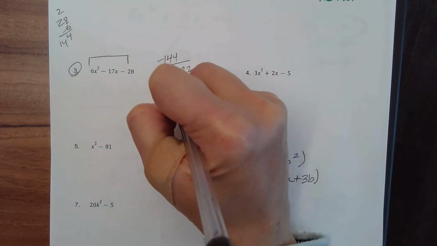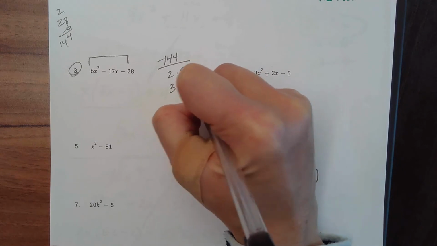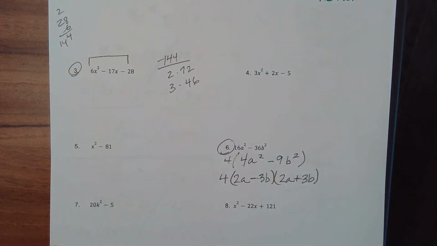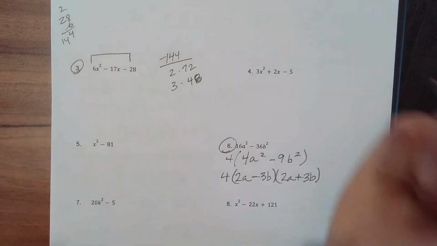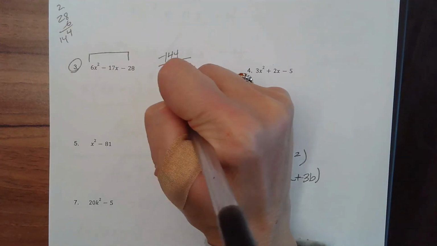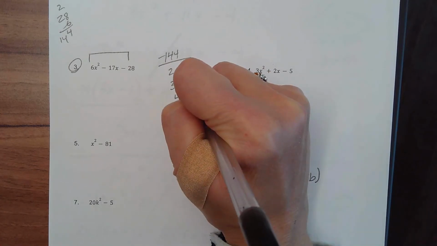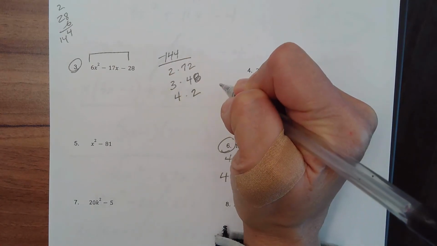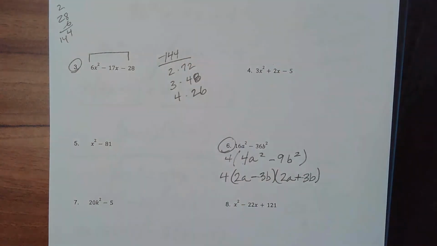Does 3 go into here? Yeah, it does. So 3 goes in here 48 times. So 3 and 48, that's not going to add or subtract to give me 17. Does 4 go into here? Yep. 4 goes into here, that's 36 times. I mean, you could use a calculator here, but I'm trying not to. Does 4 and 36 give me 17? I'm getting closer, but no.